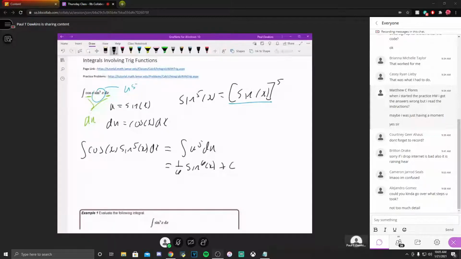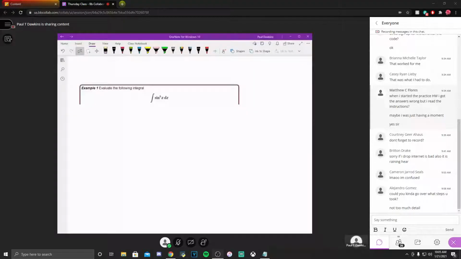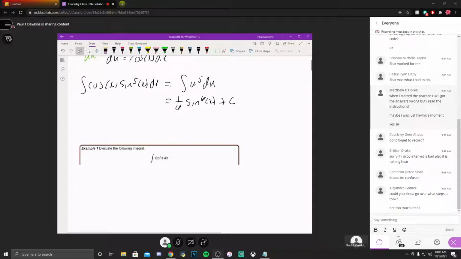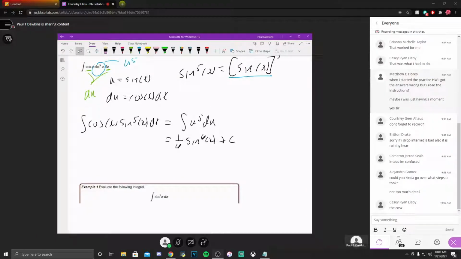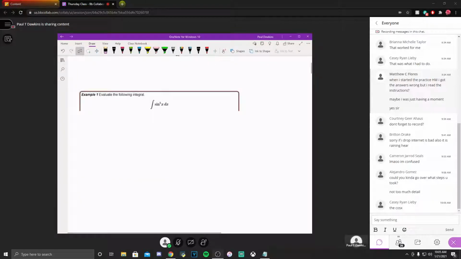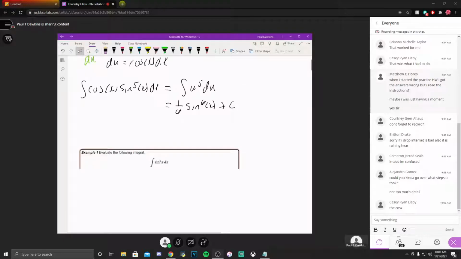Now, let me show you the problem that I actually want to work. That's the problem I want to work. What's missing? Yeah, that cosine. The first one I did had a cosine. This one doesn't have the cosine. Now, this is still a Calc 1 substitution.